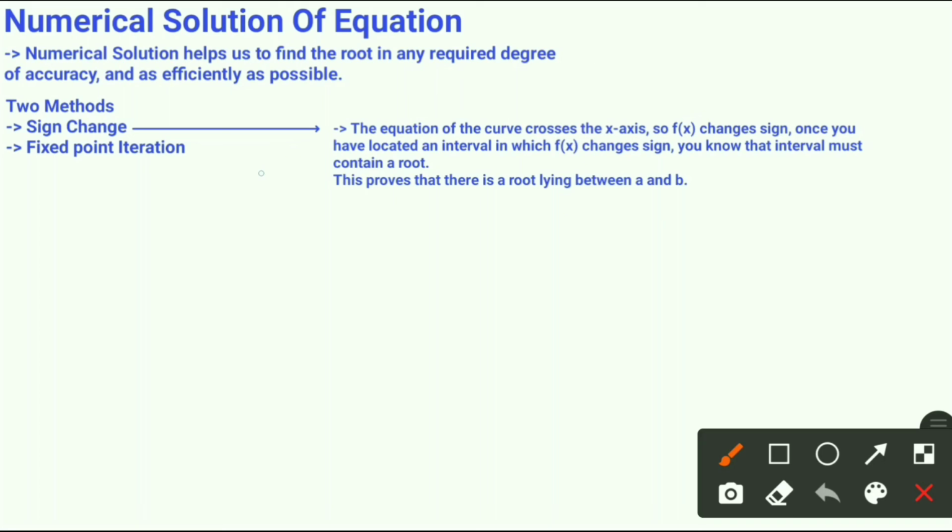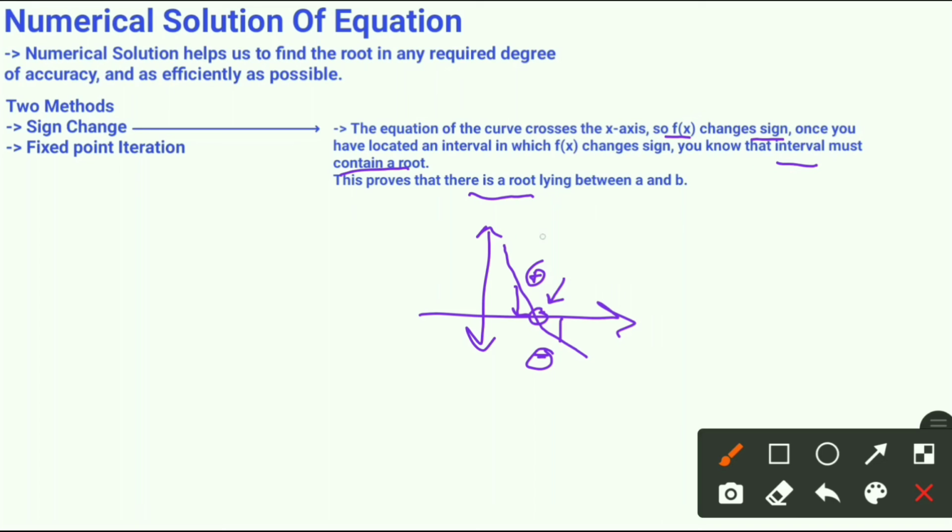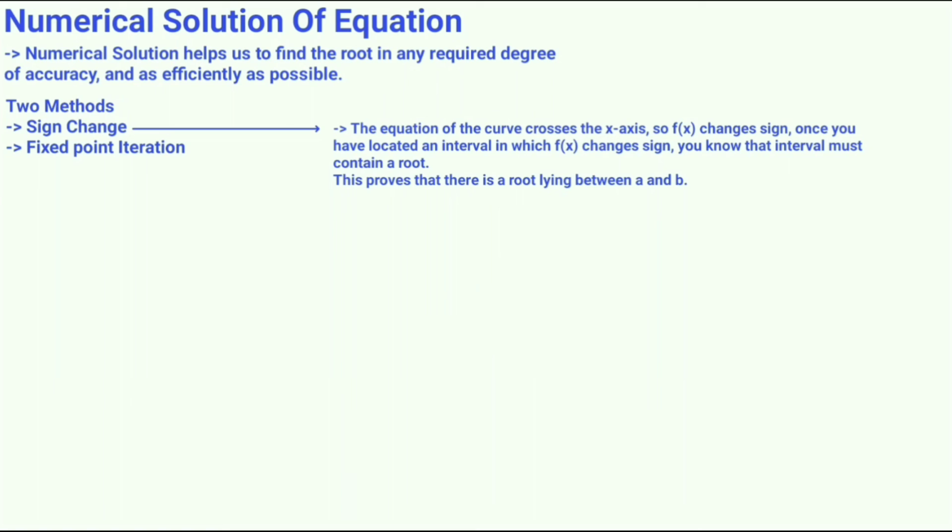The first thing is sign change, and the second thing is fixed point iteration. So the sign change is when the equation of the curve crosses the x-axis. Let's say this graph. Okay, the equation of the curve crosses the x-axis, so f(x) changes sign. Before, f(x) was positive, and then it became negative. Since there is this change in sign, it is confirmed that there is a root between this interval, between here and here. Once you have located an interval in which f(x) changes sign, you know that interval must contain a root. This proves that there is a root lying between a and b.